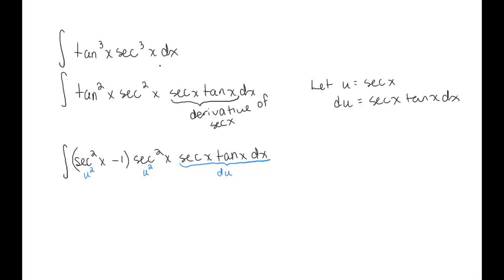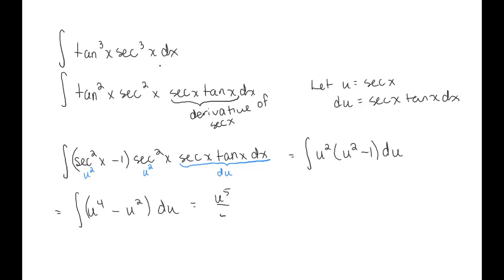So this is actually kind of nice. I have u squared times u squared minus 1 du, or integral of u to the fourth minus u squared du. And then I can just go ahead and integrate those powers of u: u to the fifth over 5 minus u cubed over 3 plus c, and back to x's, secant to the fifth of x over 5 minus secant cubed x over 3 plus c.